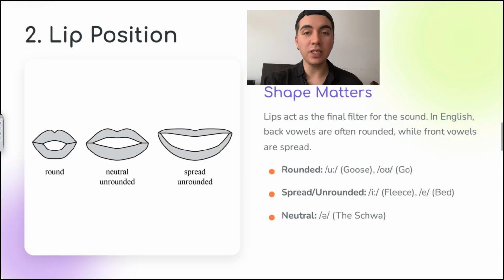Next one is lip position. Vowels are classified by whether the lips are rounded or unrounded, or they can also be neutral. For example, the rounded can be U, because it's rounded. Unrounded means that your mouth is spread, which can be the I, for example. You say I, that is why it's spread and unrounded, and U is rounded, or it can also be neutral.